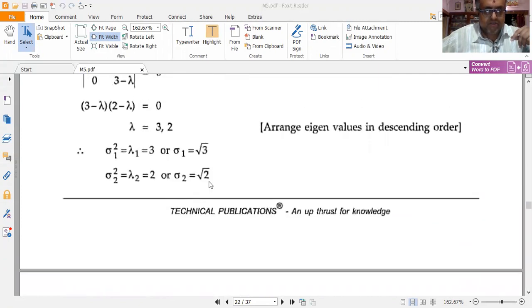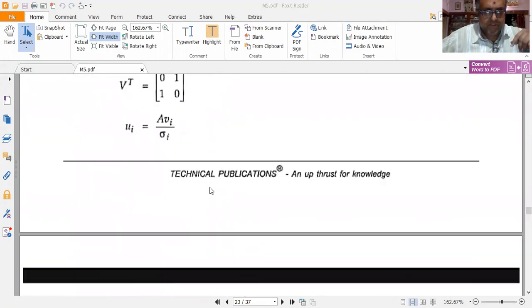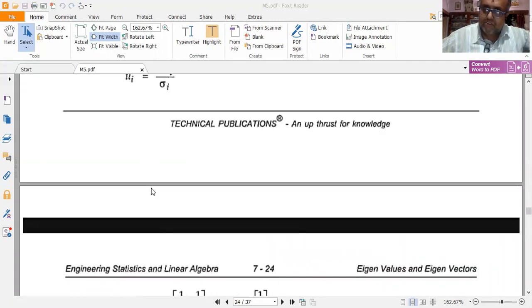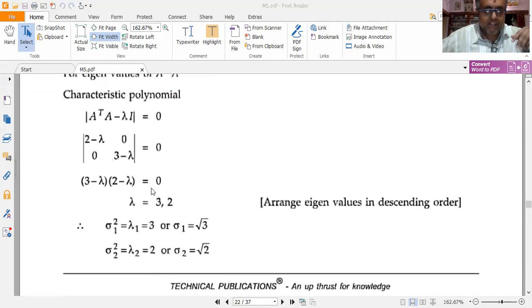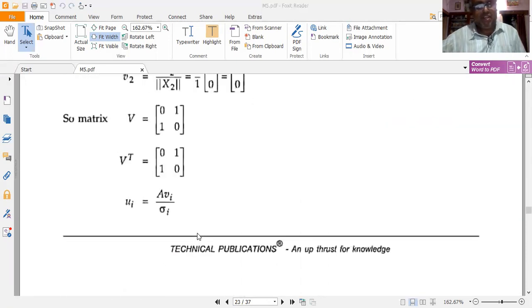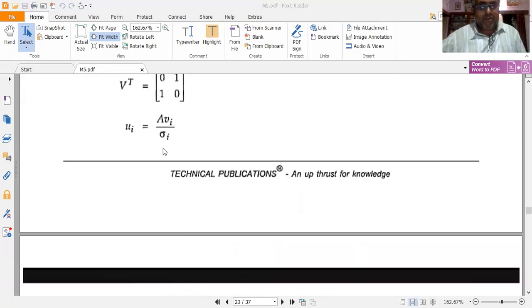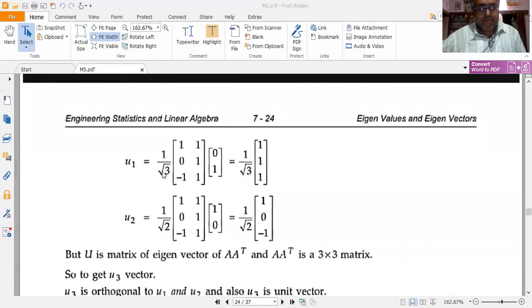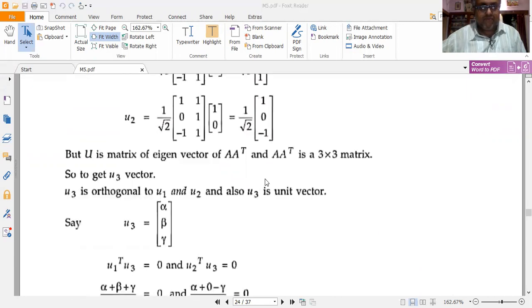Sigma 1 is equal to root 3 here. So that's why this 1 by root 3 comes. The question is, where does root 3 come from? So don't forget that we have calculated lambda 1 is equal to sigma 1 squared is equal to 3. So sigma 1 is equal to root 3. So that 1 by sigma 1. Now put i is equal to 1, 2. So U1 is equal to A V1 by sigma 1. So 1 by root 3 into A, the given matrix, 0, 1. So I get 1 by root 3 into 1, 1, 1.